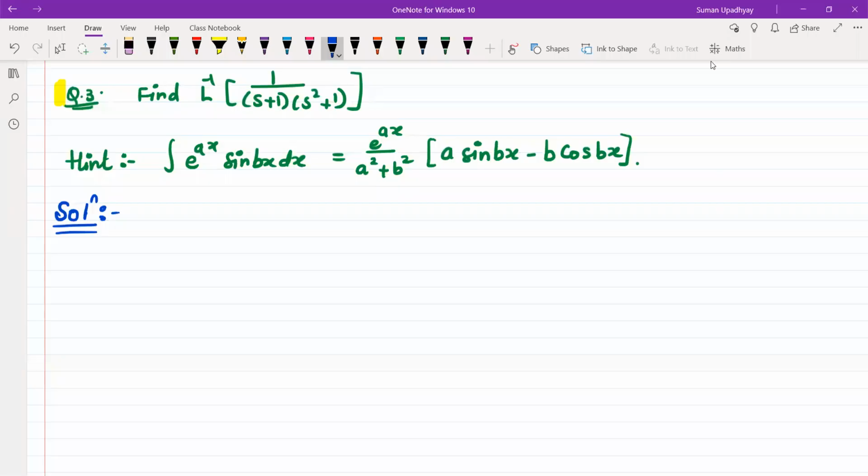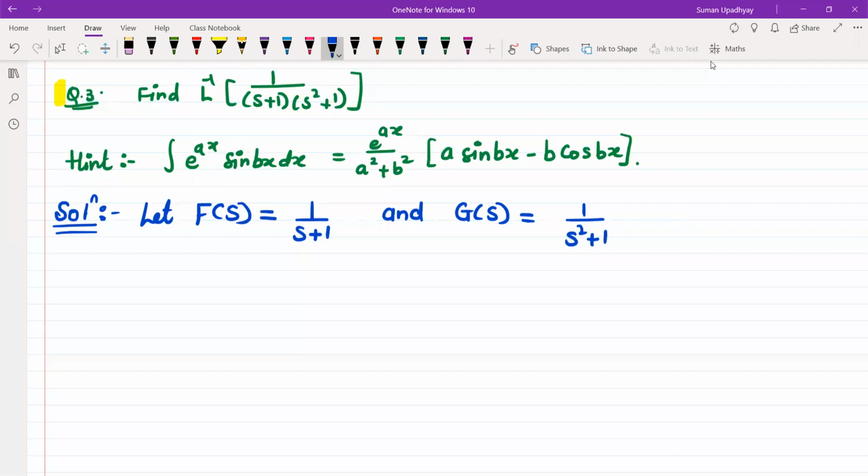So for this question, what you're taking as f of s and g of s? f of s is 1 upon s plus 1, and g of s I'm going to take as 1 upon s square plus 1. Now next I'm going to calculate f of t and g of t by taking the Laplace inverse. So f of t will become the Laplace inverse of f of s, and f of s I have over here as 1 upon s plus 1.